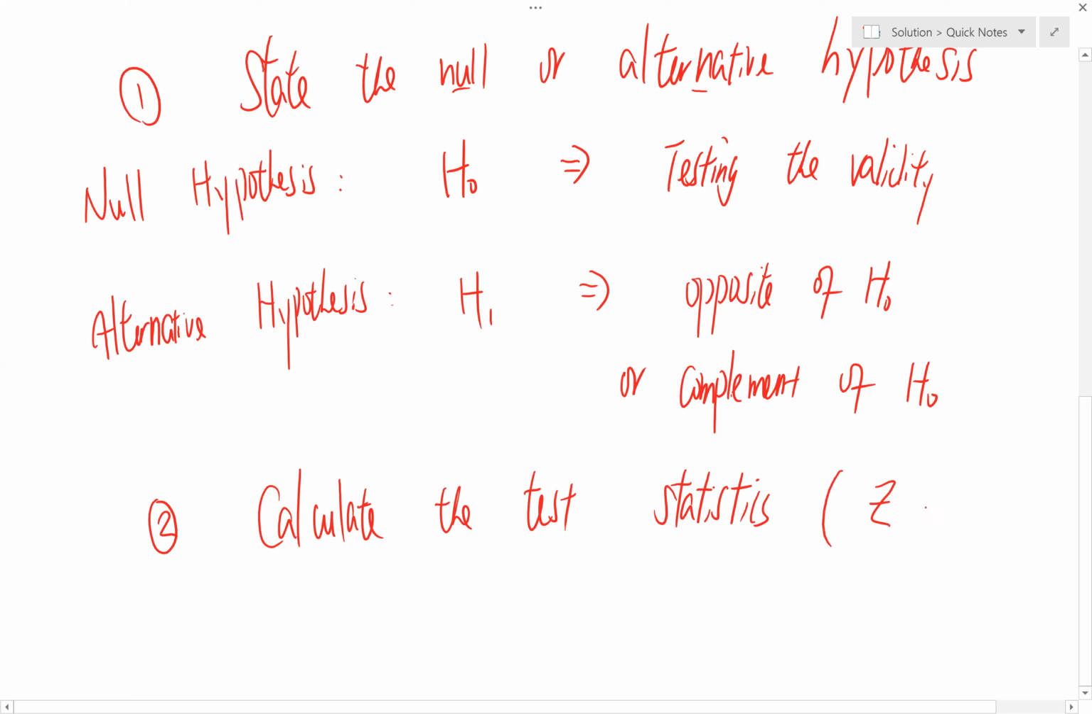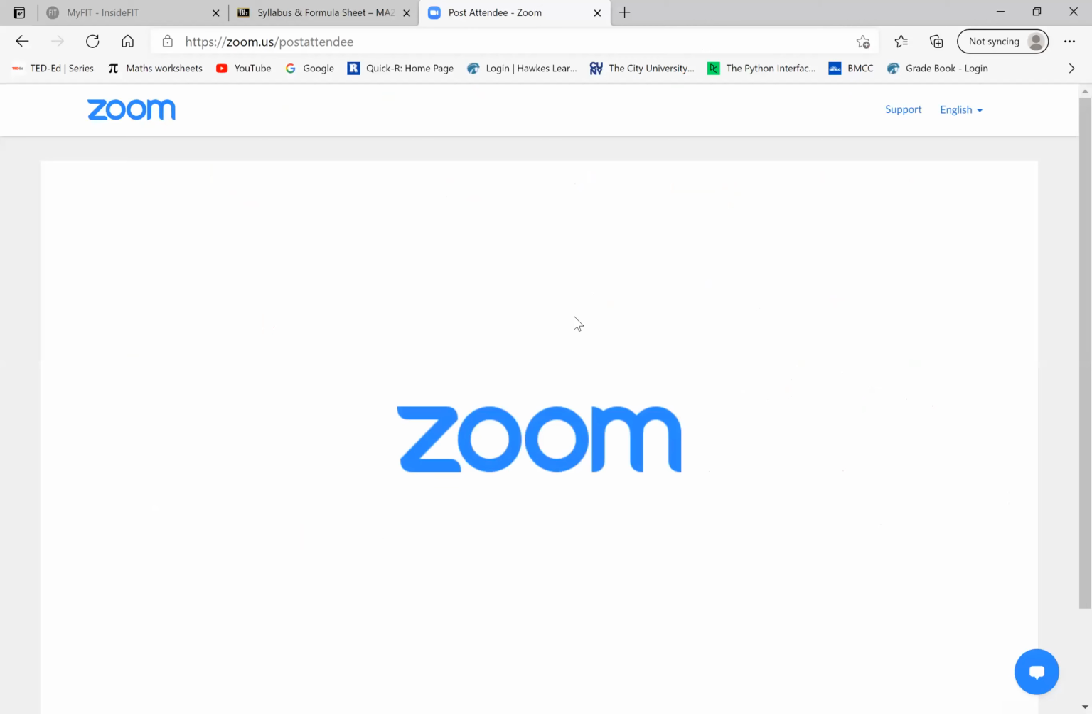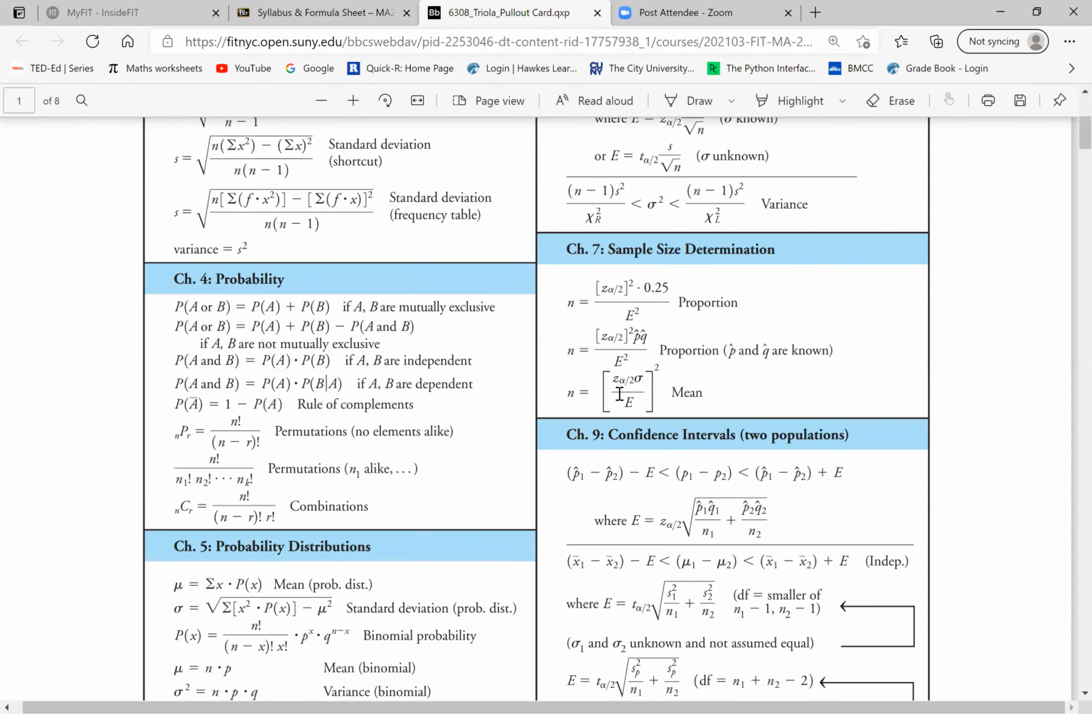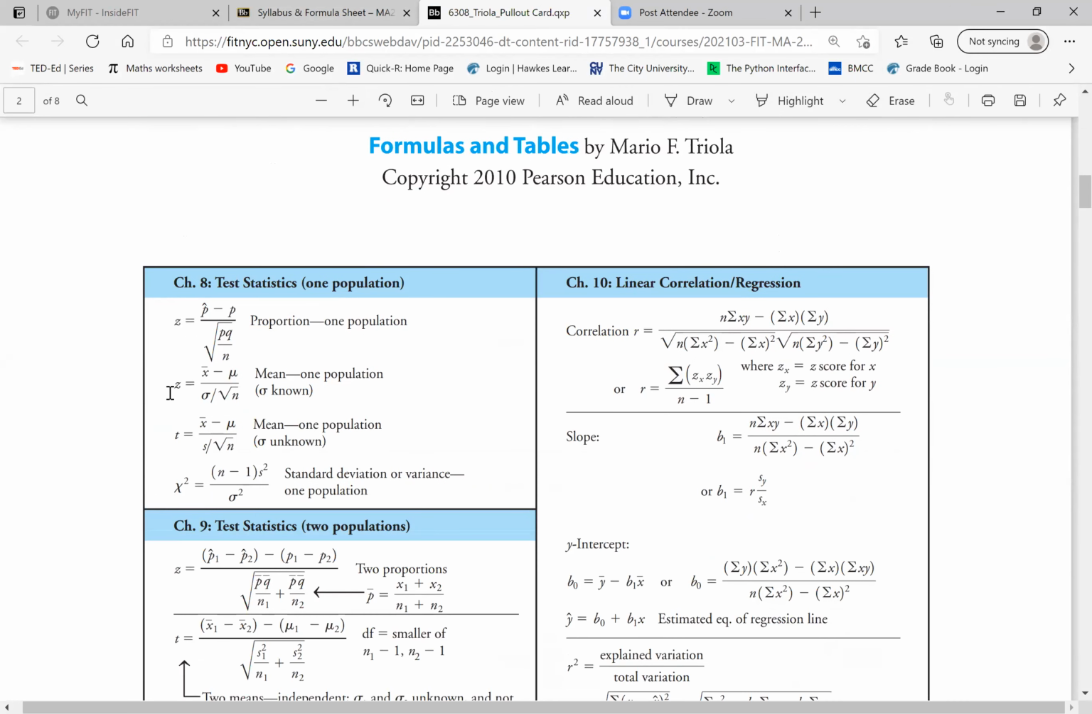Typically it's a z-score, right? So we calculate the z-score using one of the formulas. Let me show you where you get that from. Go to the formula sheet, down to the chapter 8 formulas, on the second page. It's right here. We are using those three formulas, mostly concentrating on the z-score: x bar minus mu over sigma over square root n. We also call this the central limit theorem formula.